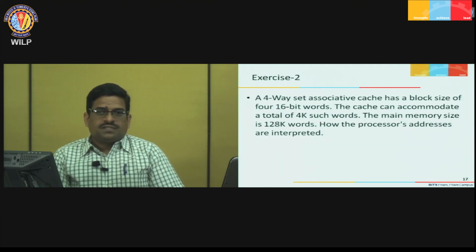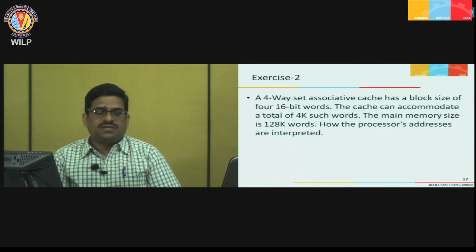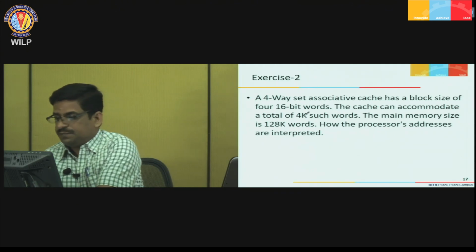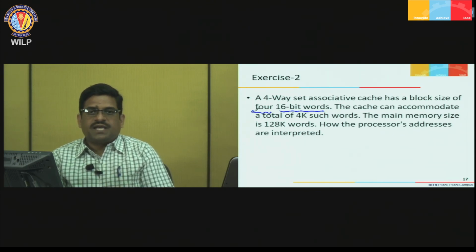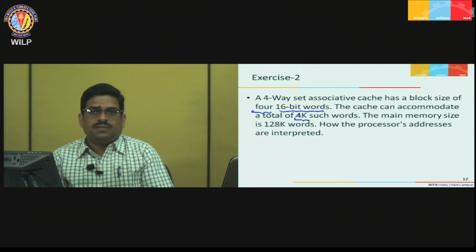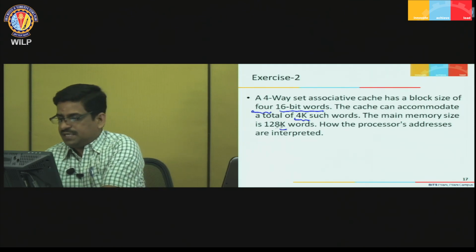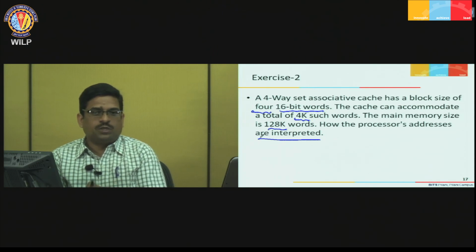The second exercise is: you have a 4-way set associative cache with a block size of 4 words, where the word size is 16 bits, and the cache can accommodate a total of 4k such words. This is the data capacity of the cache, and the main memory size is 128k words. How is the processor address interpreted? From the main memory you can identify the total number of bits.